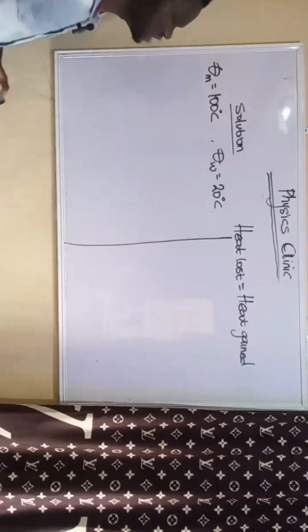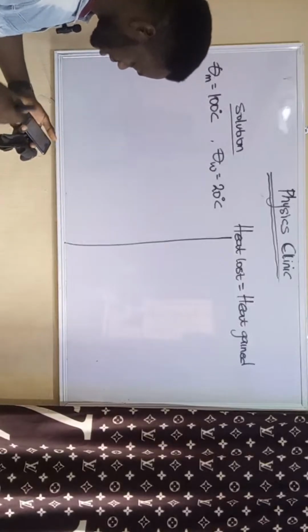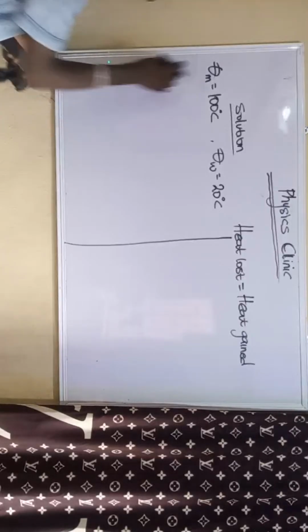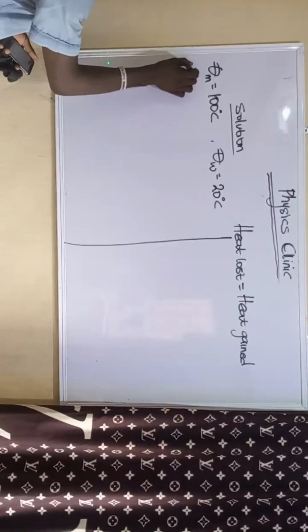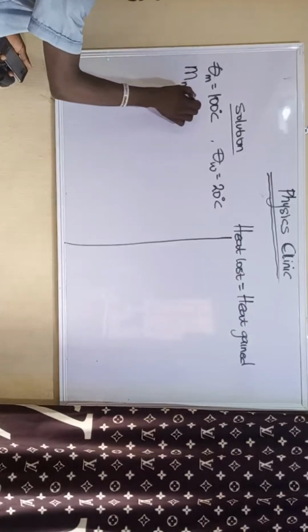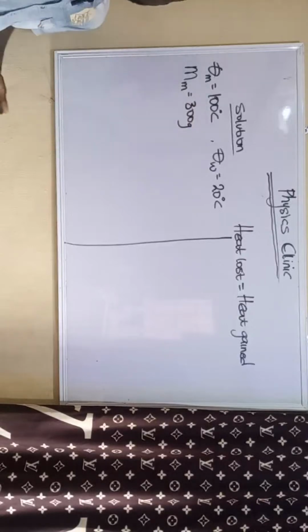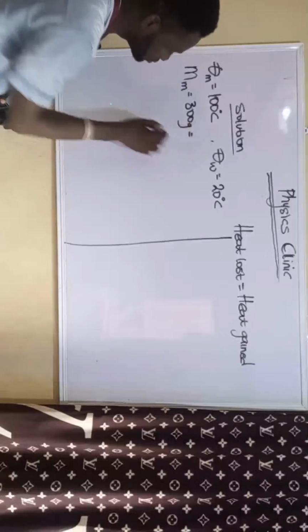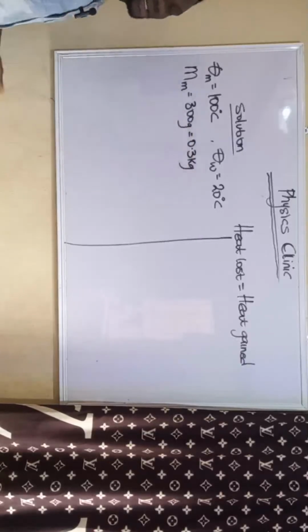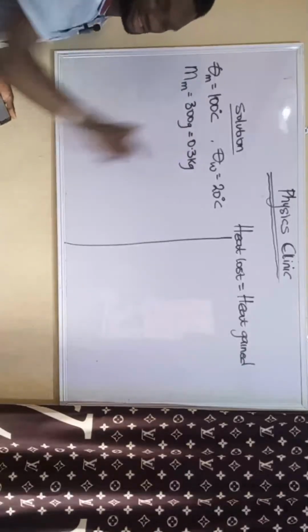So let's fix the other parameters. The mass of the metal was given to us as 300 grams. But this is not in standard units, so I'm going to put this as 0.3 kilograms. Divide grams by 1,000 to get the equivalent in kilograms.